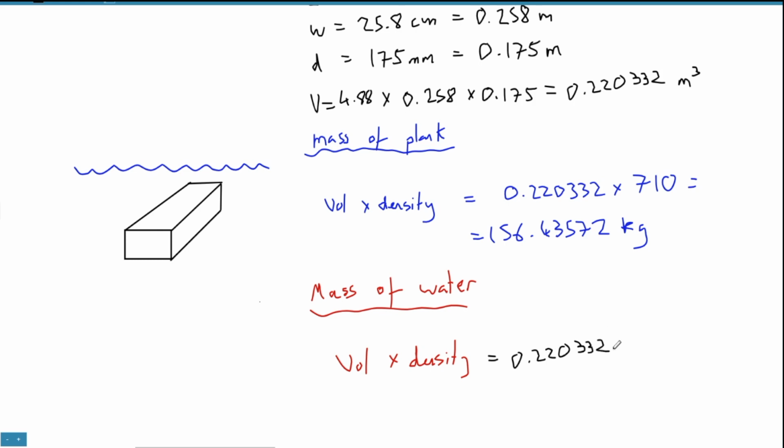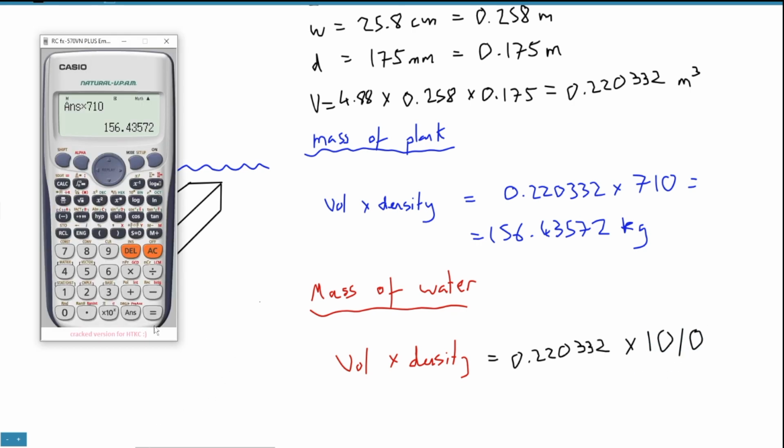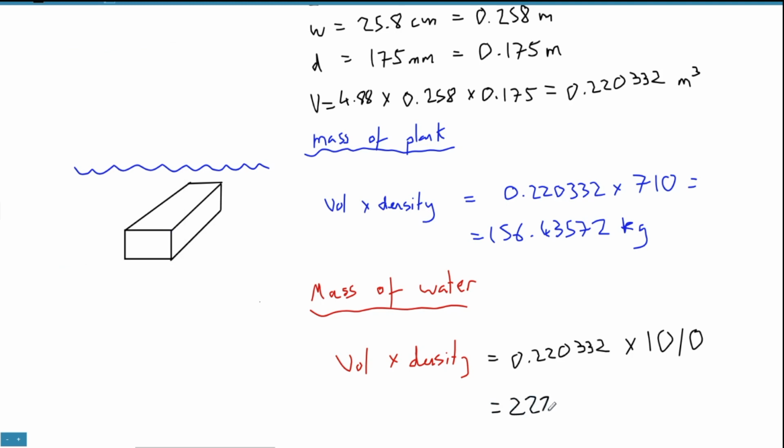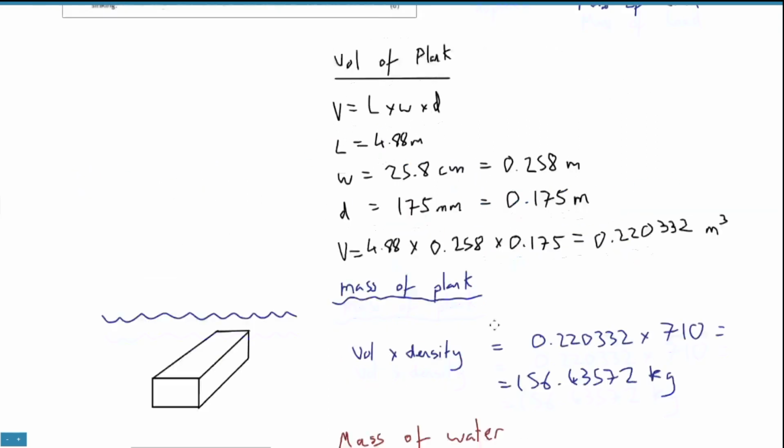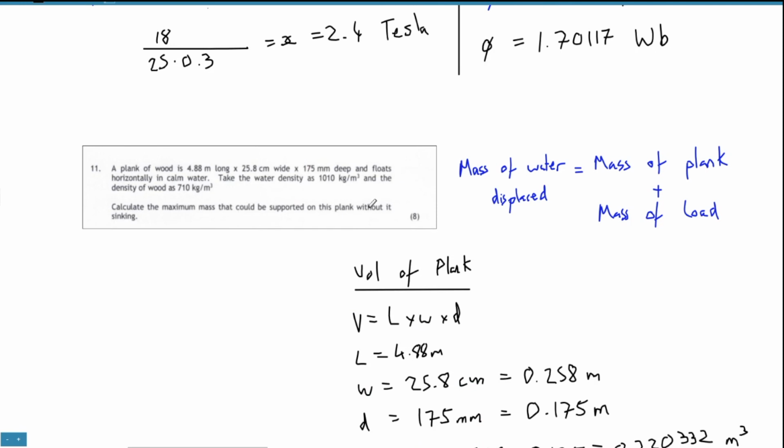So it's going to be 0.220332 times the density, which was 1010. Easy. Let's give that a go. 0.220332 times 1010 gives 222.53532 kg. Let's just double check that. This is how many kilograms of water I'm pushing out of the way, and we're only using 156 kilograms for the plank. So whatever we can add on to this to make them equal will be the load supported, because this question is asking us to calculate the maximum mass that could be supported on this plank without it sinking.